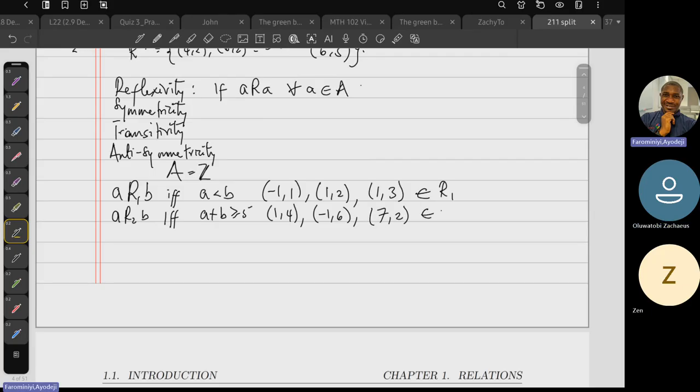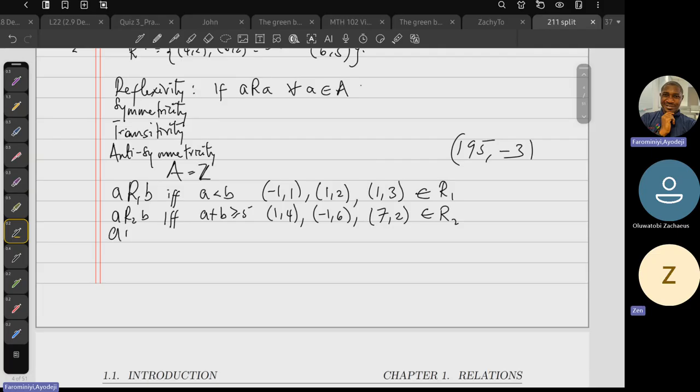7, 2 is in R2. 1, 9, 5, minus 3 is in R2. Exactly, it's greater than or equal. Okay, so we are just looking at two integers that when you add them together, you get something that is greater than or equal to 5.